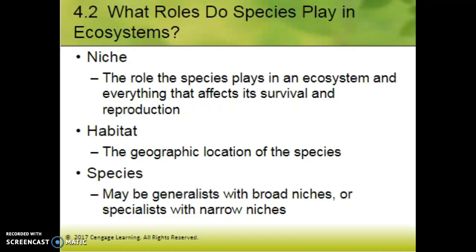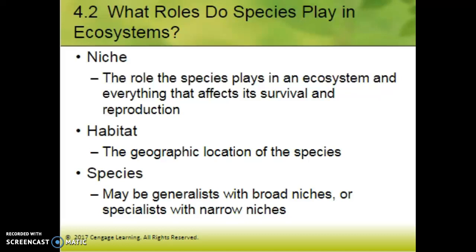So what roles do species play? It's kind of some vocab here. There's a lot of vocab here early on. Your niche is your role. Your habitat is where you live. So your niche is what you do. Your habitat is your address. There are two types: we've got broad and we've got narrow niches. We'll talk more about those in just a second.